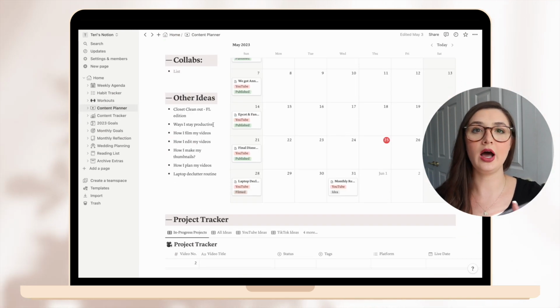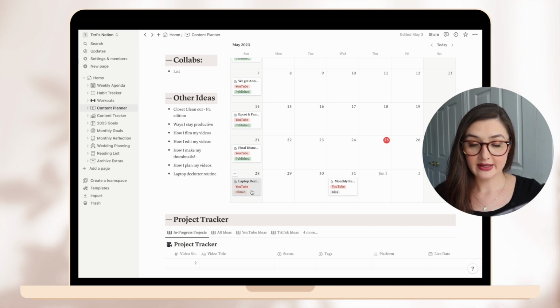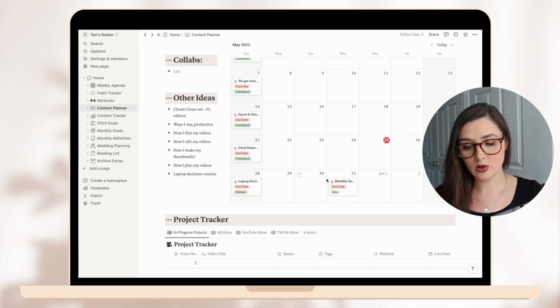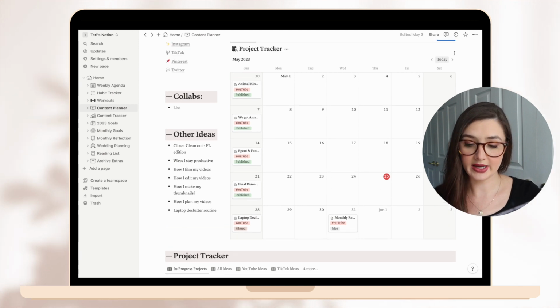Moving on to content planner. I really want to start uploading twice a week. Now I'm gonna say this, and I might not be consistent. Obviously, I want to post once a week, definitely, but twice a week is what I really want to aim to do, at least while I can. So on Sunday, I have a video planned, that laptop declutter that you will have probably already seen, and then this video will go up Tuesday or Wednesday, depending on when I get it finished.